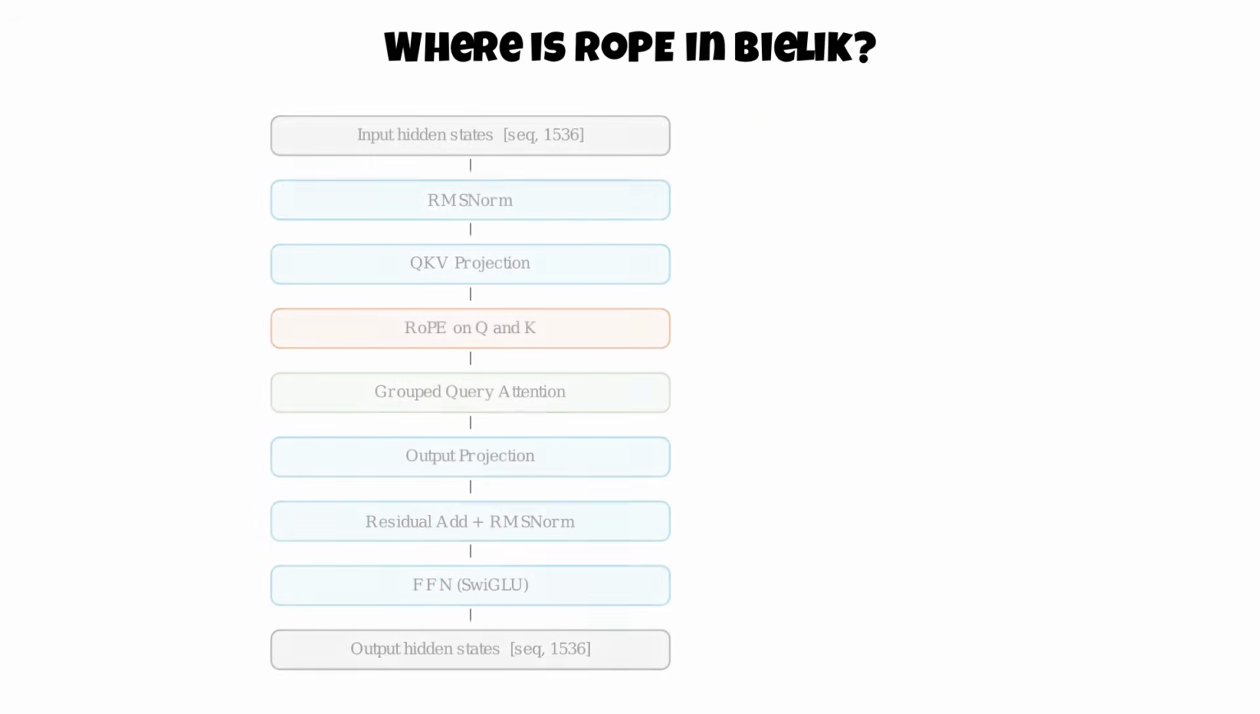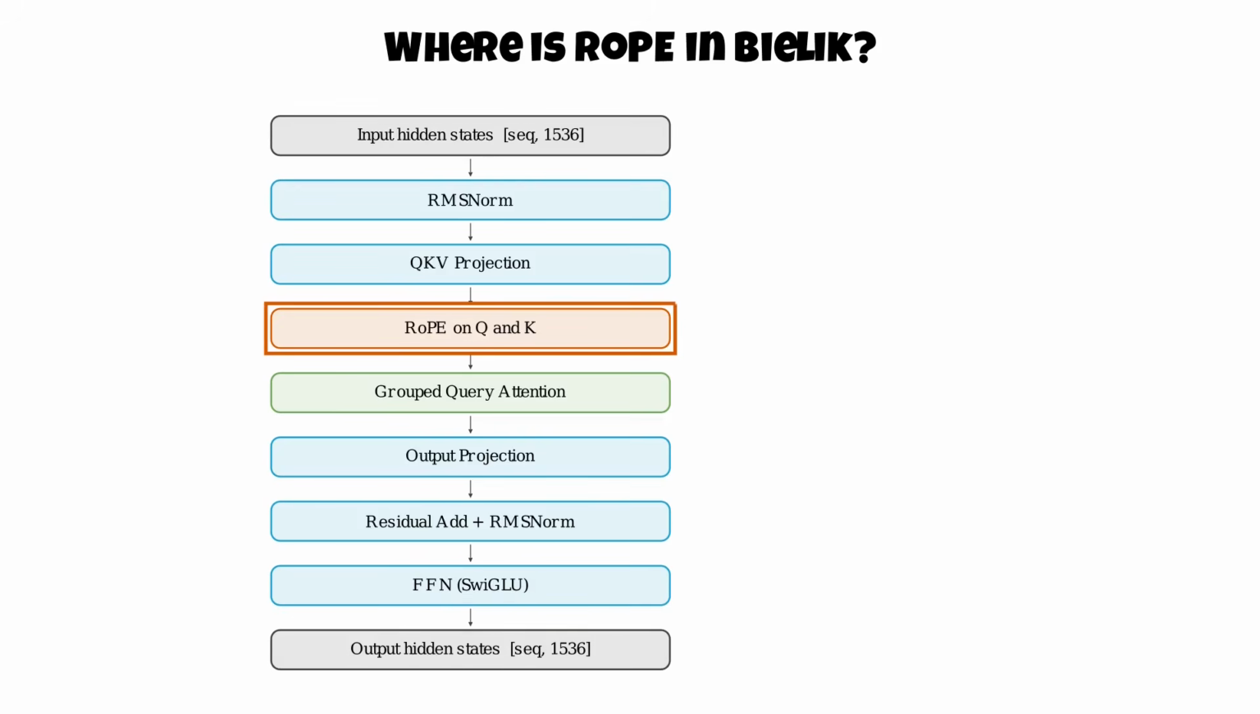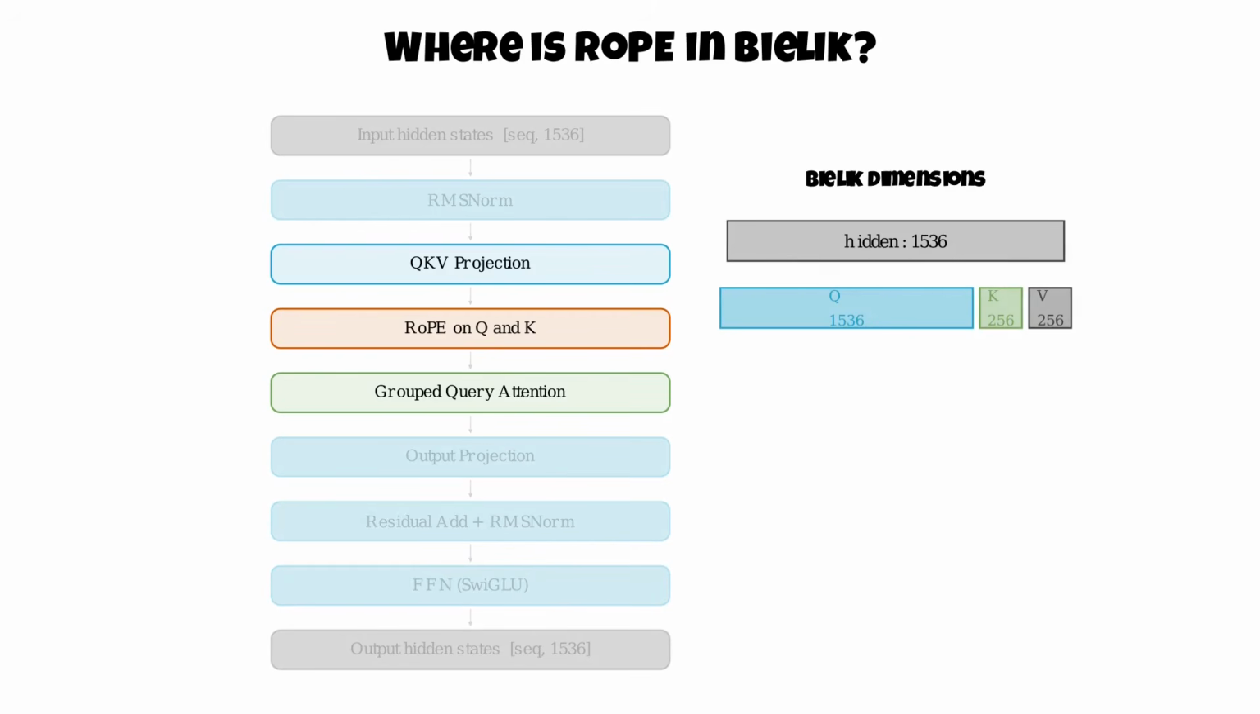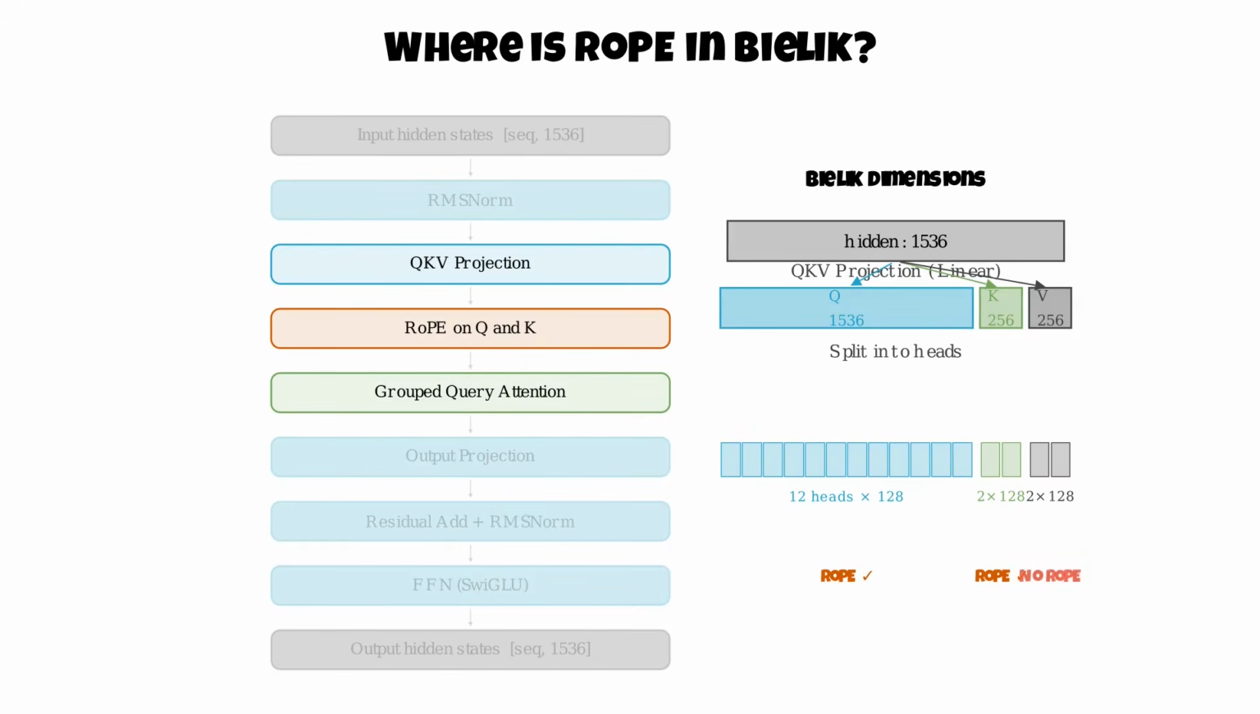So where is RoPE in Bielik? Look at the decoder block. After the linear projection, we get three tensors. Notice the shapes. Q is 1536, but K and V are only 256. That's grouped query attention. We split this into 12 query heads, but only 2 key and value heads. Each head has a dimension of 128. RoPE is applied to Q and K only.